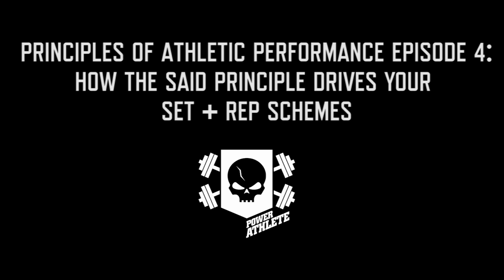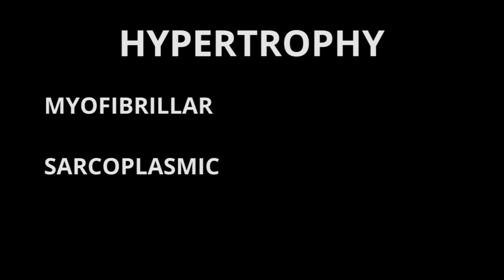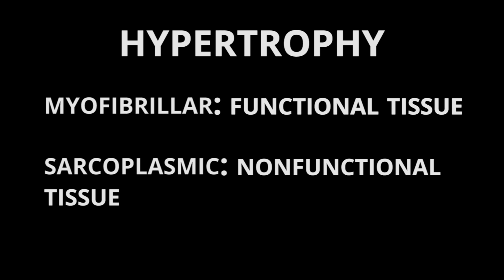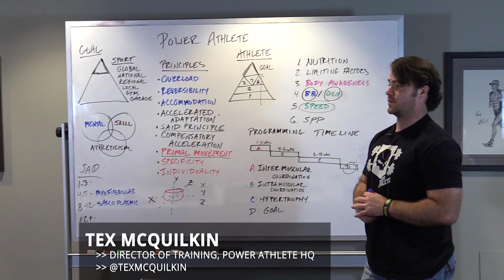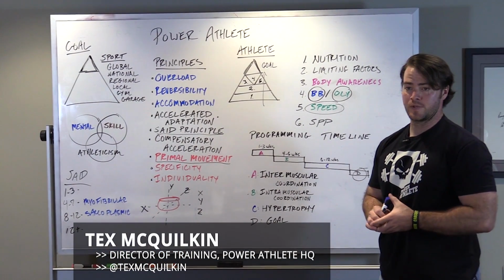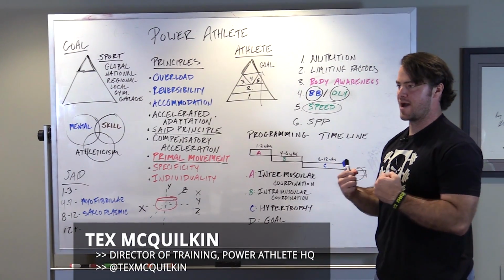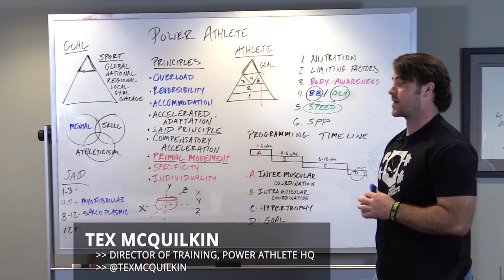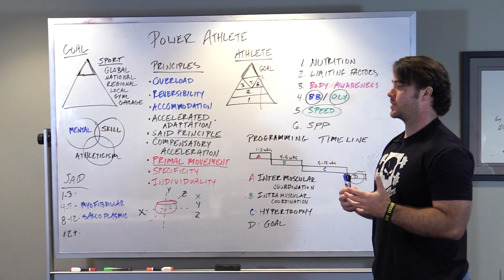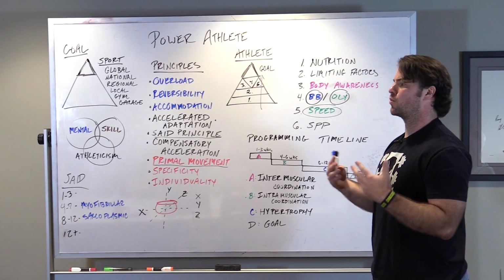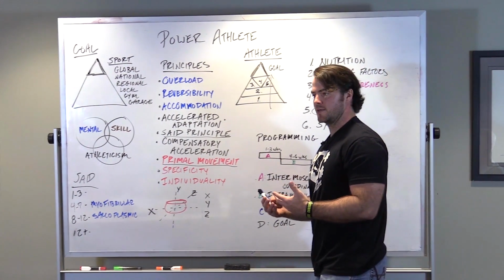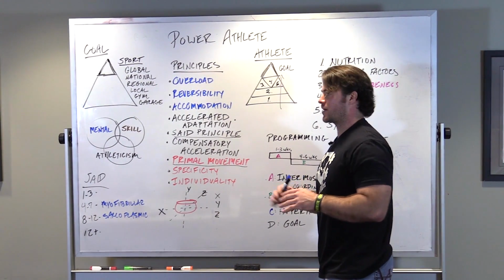Specific adaptation to impose demands, we talk reps. So we have two types of hypertrophy. We have myofibrillar and sarcoplasmic. Simply put, functional tissue, non-functional tissue. For myofibrillar, I'm going to mention NFL running backs Ezekiel Elliott, Adrian Peterson. They're very dense, compact athletes, and they pack a punch. Sarcoplasmic, bodybuilder, very bulbous, right, cartoon character-like, but their muscles don't pack a punch.